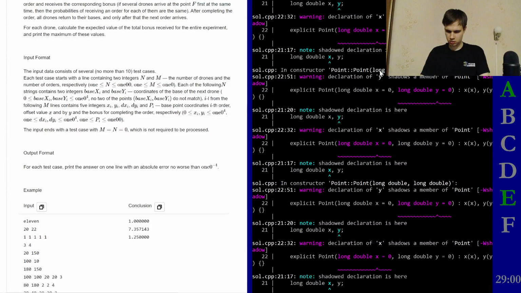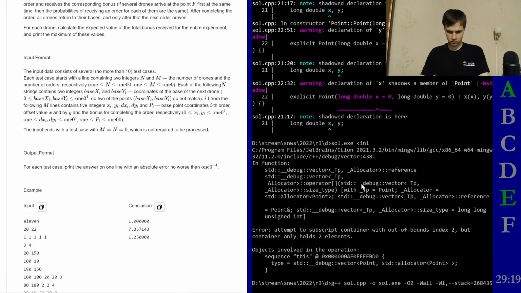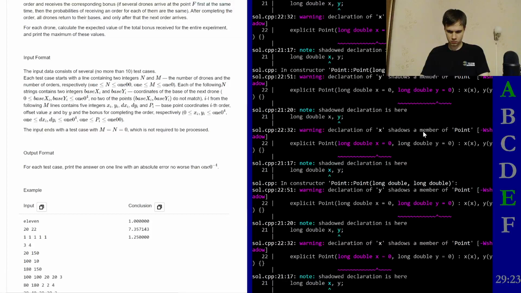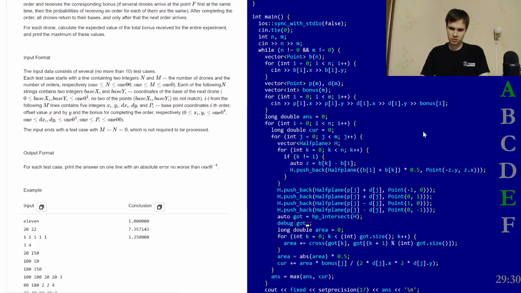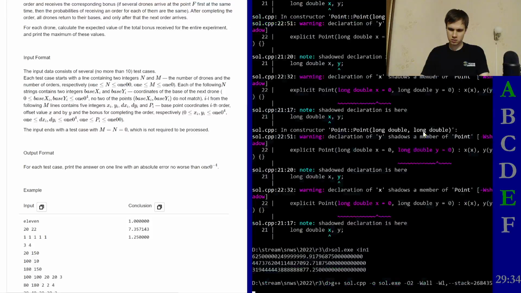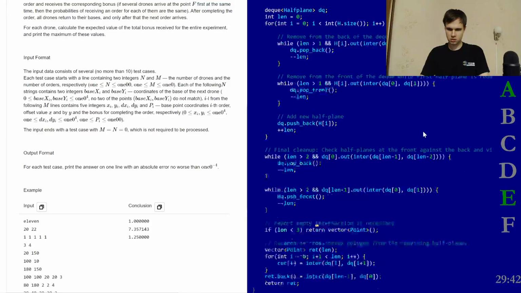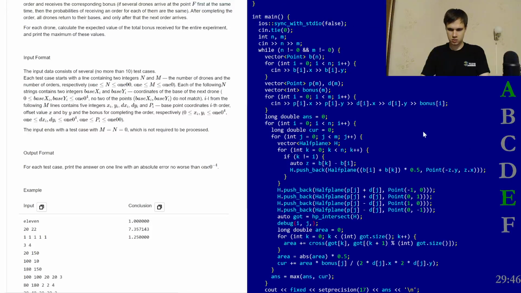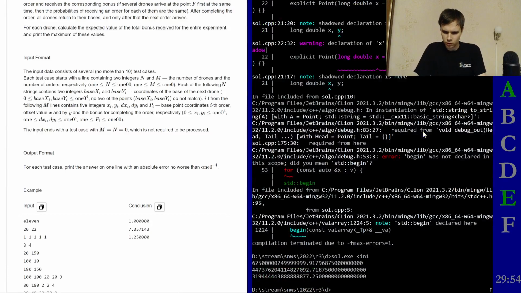Okay, let's see. Vector point. What's wrong? Okay. G here and here. Okay. How about no? Let's not compile. Okay.